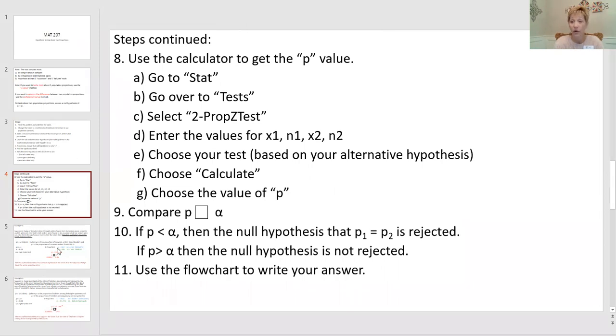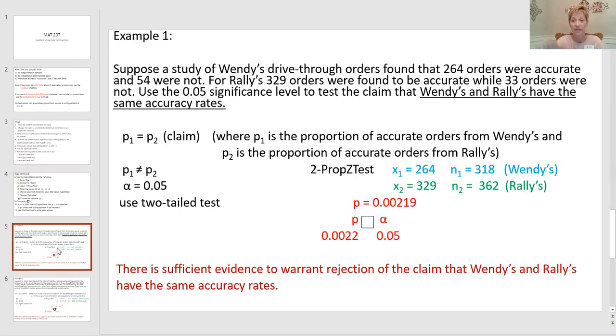Okay. So let's work through the 2 examples now that you've got your steps beside you, I hope. First step, remember, says that you're going to read the problem and underline what you're looking for. So it says, suppose a study of Wendy's drive-through orders found that 264 of those were accurate and 54 were not. So basically Wendy's is getting some of the drive-through orders right and some of them not. Then we went to Rally's, another fast food establishment. For Rally's, 329 orders were found to be accurate and 33 orders were not.